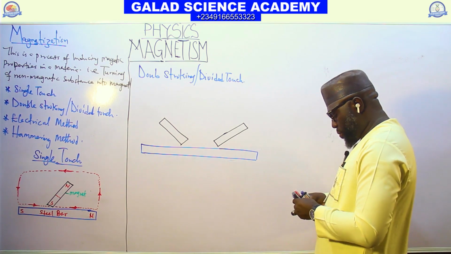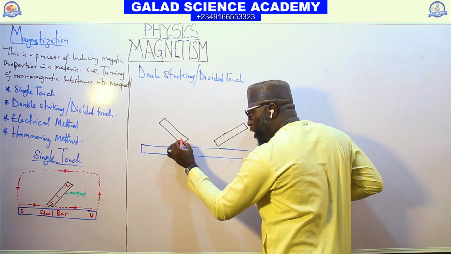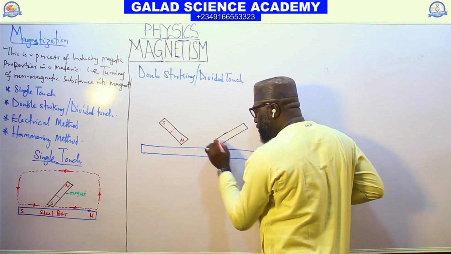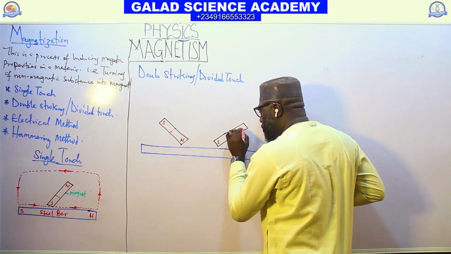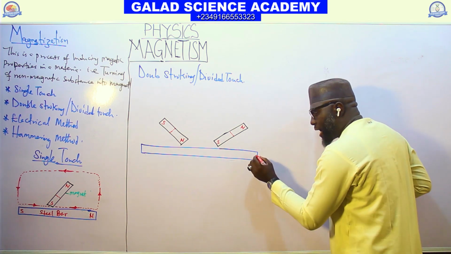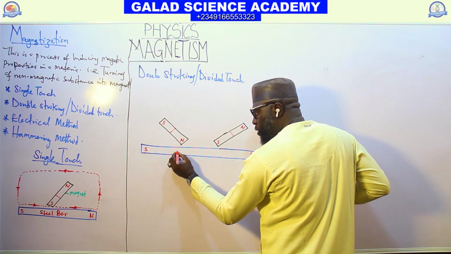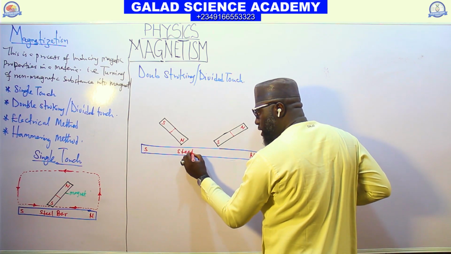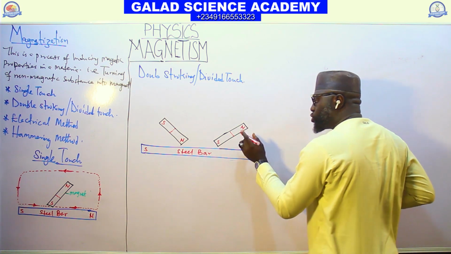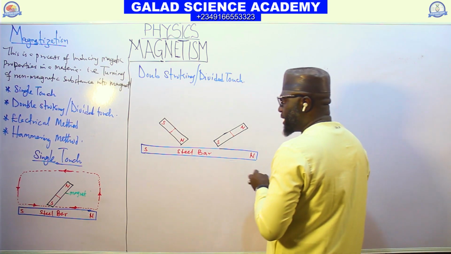Look at these two magnets. Here is north, here is south. For this one, this is the middle of the magnet. Here is south, here is north. This is the middle of the magnet. And this is the north, and this is south. This one is called a steel bar. And these two, they are magnets.